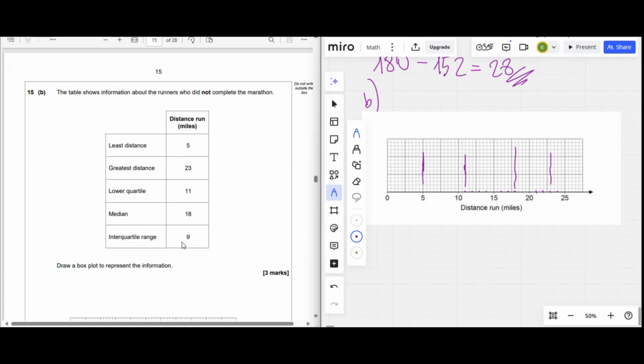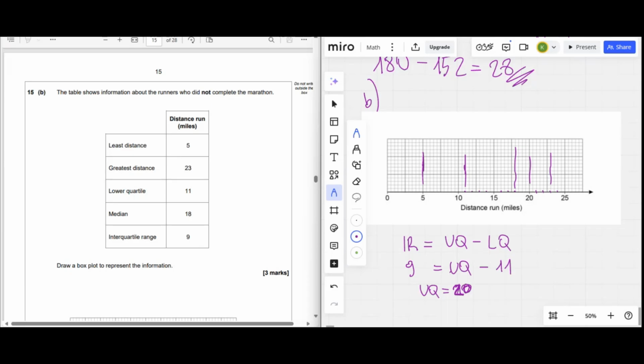And interquartile range being 9. And interquartile range is upper quartile minus lower quartile. So 9 is upper quartile minus lower quartile at 11. So that upper quartile should be at 20. There.